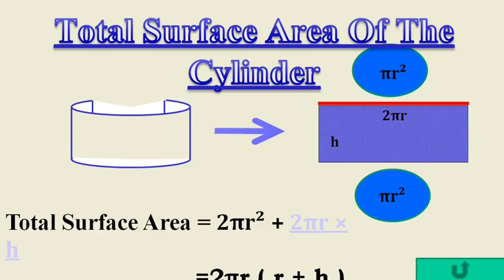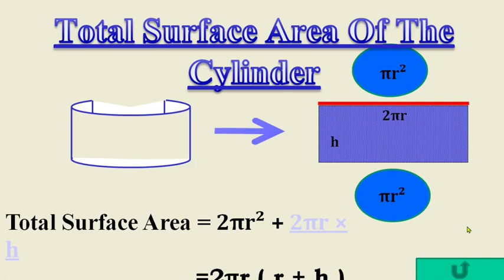Now, the total surface area of the cylinder is 2 pi r square plus 2 pi r into h. How did this 2 pi r square come? We know one circular surface is pi r square, the other circular surface is pi r square. So 1 pi r square, 1 pi r square, total it is 2 pi r square, plus 2 pi r into h. This is the curved surface area. So the area of this curved surface is 2 pi r into h.